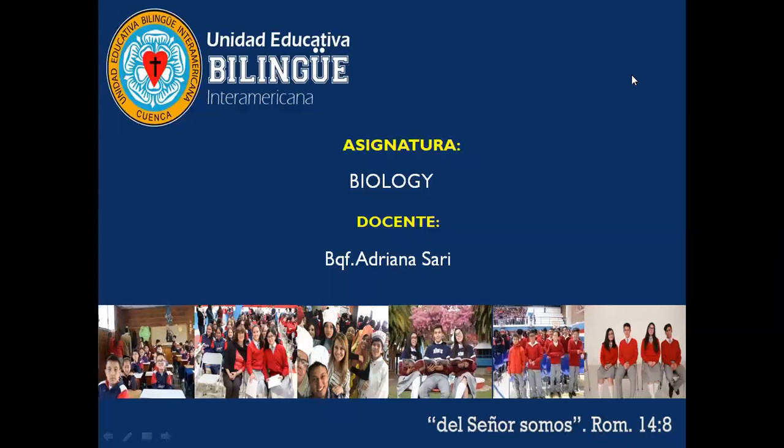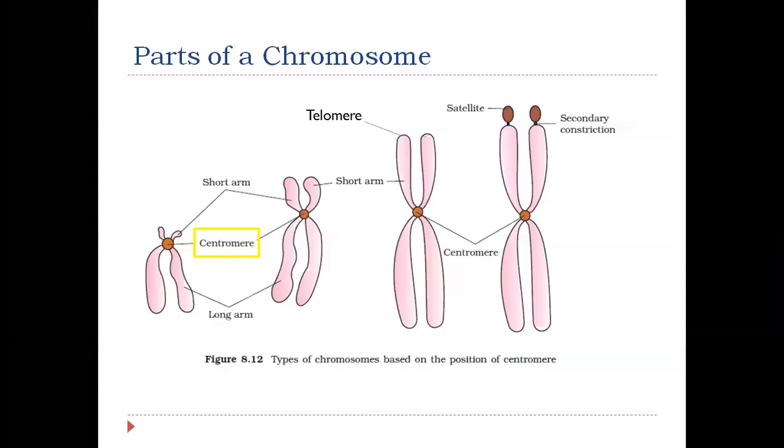So today we'll be talking about chromosomes, and for that let's start. The chromosomes can have different parts, and here we see we have the centromere, the arms of the chromosomes, telomere, and satellites. So let's start talking about the centromere.